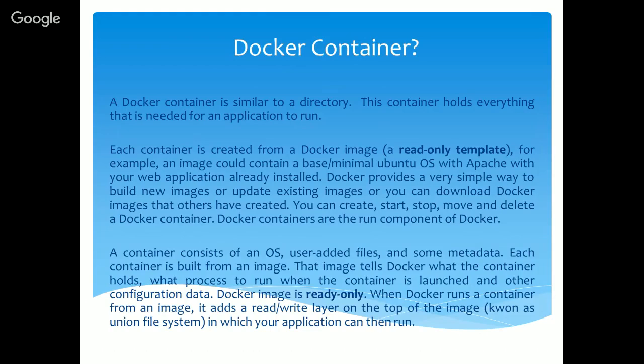What process to run when the container is launched, and other configuration data. A Docker image, as we discussed earlier, is read-only. When Docker runs a container from an image, it adds a read-write layer on top of the base image. What we're calling the base image is the image that we used to spin up a Docker container.